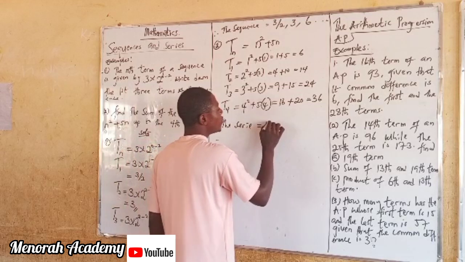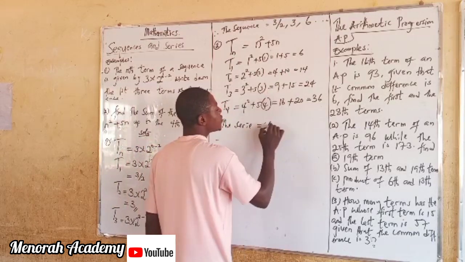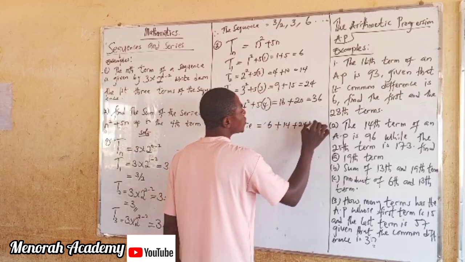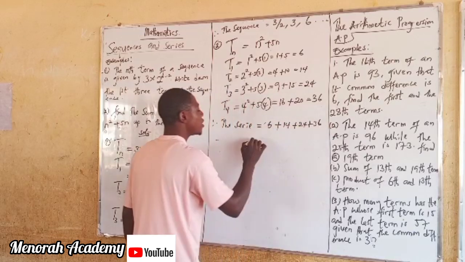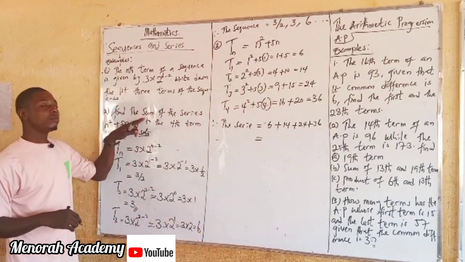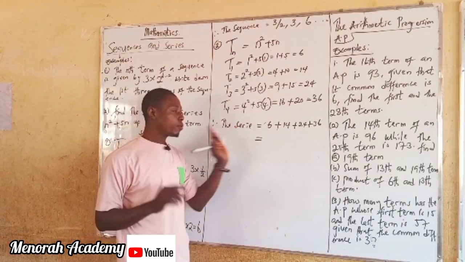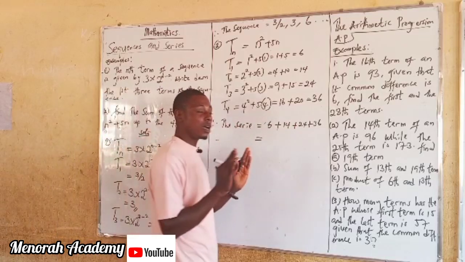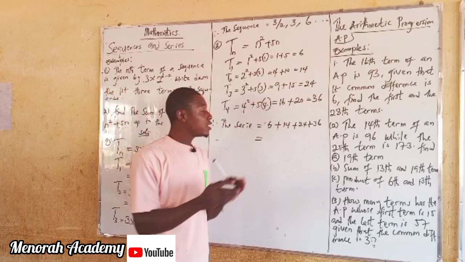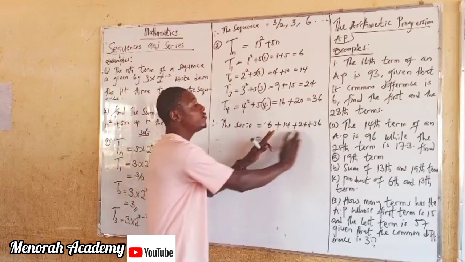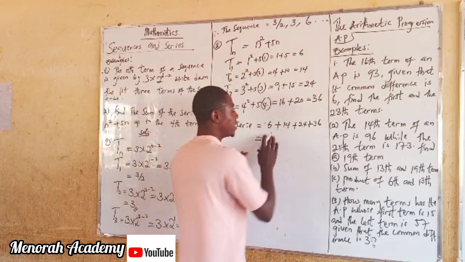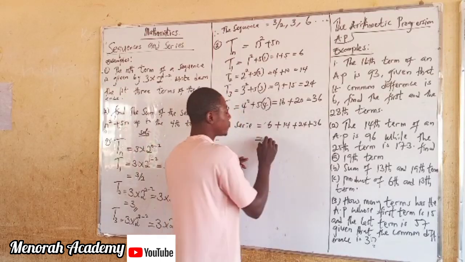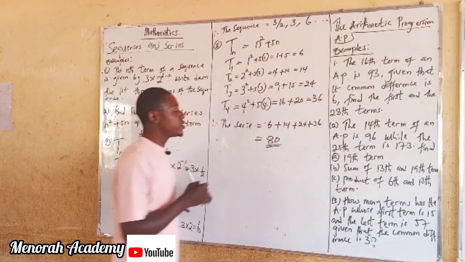So therefore, the series is going to be 6 plus 14 plus 24 plus 36. This is a series, but the question said we should find a sum. Had they said we should find the series, we would just stop here. But since they say the sum, that means we are going to add them and find a single answer. If they did not say find a sum, and they just say find the series, what you are going to do is leave your answer like this. This is the series. So now that they say we should add, 6 plus 14 plus 24 plus 36 is equals to 80. So this is the sum of the series.